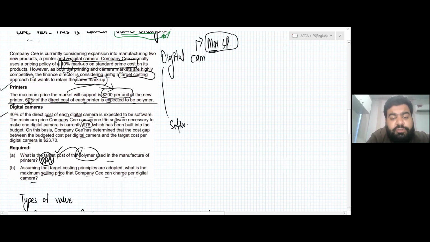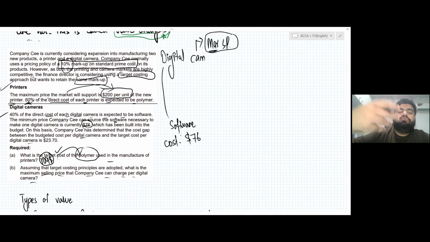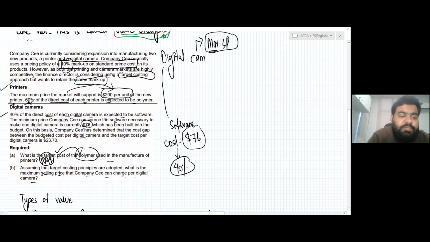Okay, so in the digital camera you have software that costs you $76. If I am taking the software, obviously outsourcing it, from the market to use in a digital camera, it will cost me 76. And this 76, the software cost, is obviously 40% of the total cost. It's written here, 40% of that cost.